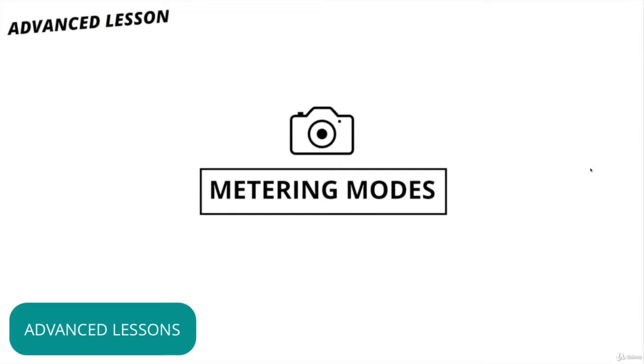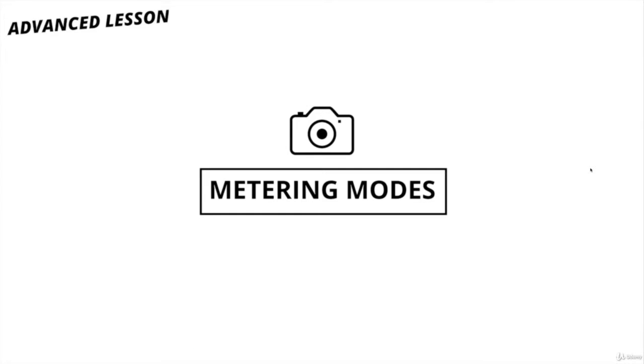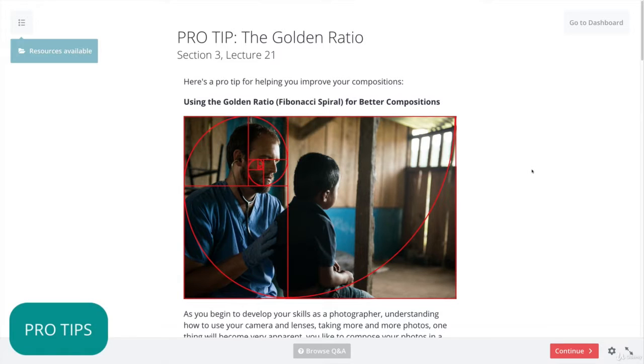In many sections, you will see advanced lessons. These are video lectures, but they are on a more advanced topic. And these are meant for you to watch if you are ready for them. They are meant to be skipped if you aren't ready for them. Next, we have pro tips, which are articles that are a little bit more advanced that will really take your skills to the next level. Most of these can be downloaded as PDFs as well.